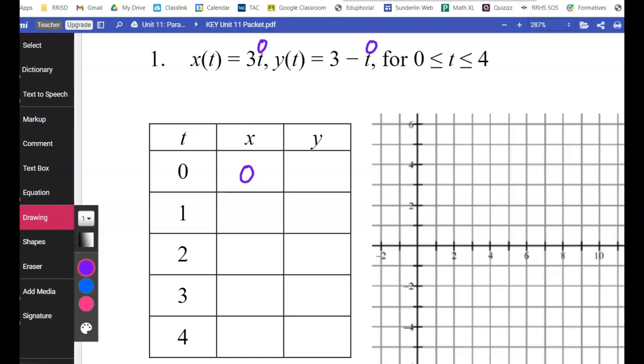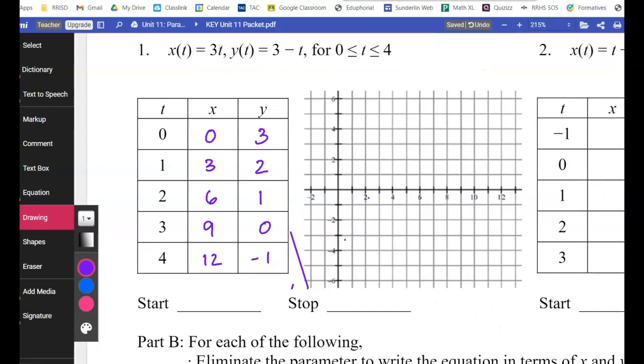3 times 0 is 0. 3 minus 0 is 3. That's our first point. Then you repeat. We're now going to input 1. 3 times 1 is 3. 3 minus 1 is 2. And we keep inputting until we have the table filled. So 2 times 3 is 6. 3 minus 2 is 1. 3 times 3 is 9. 3 minus 3 is 0. 4 times 3 is 12. And 3 minus 4 is negative 1. Then we go ahead and plot these.